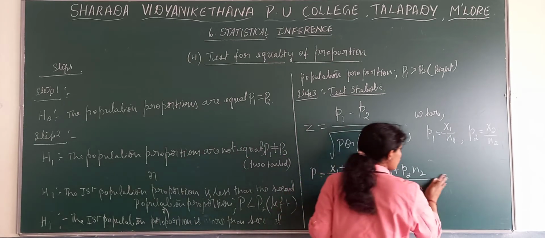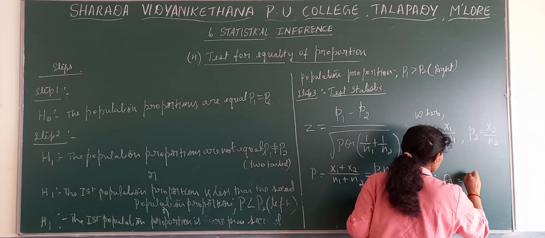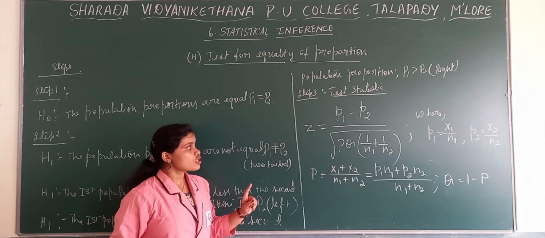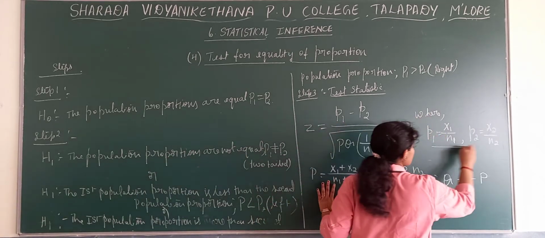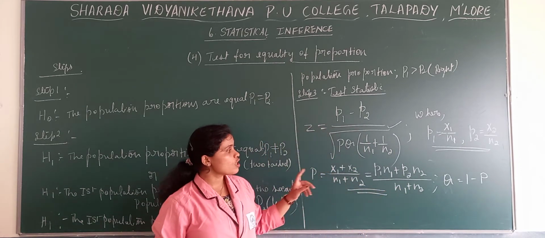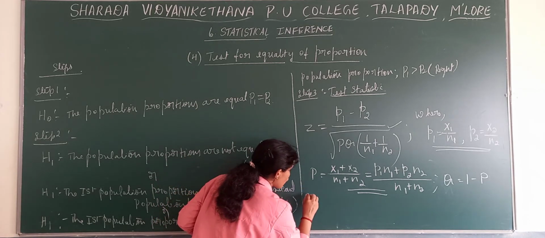And as you know, how to find out Q? Q is nothing but 1 minus P. So here you need to know about these formulas. All these formulas you need to know in order to solve the problems. Now, next, step 4.